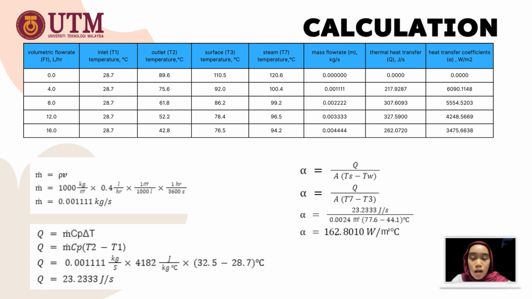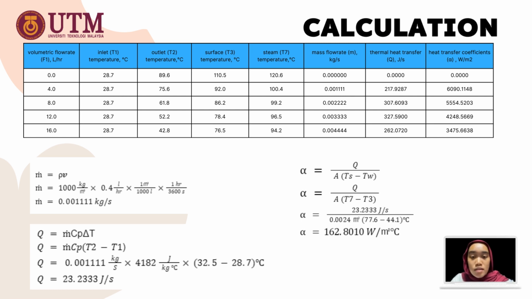We need to cancel out our units, so I multiply it by 1 meter cube over 1000 liter and times 1 hour over 3600 seconds. So the answer will be 0.00111 kg over second, which is our mass flow rate.